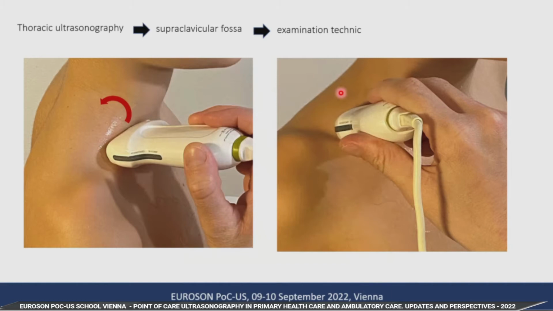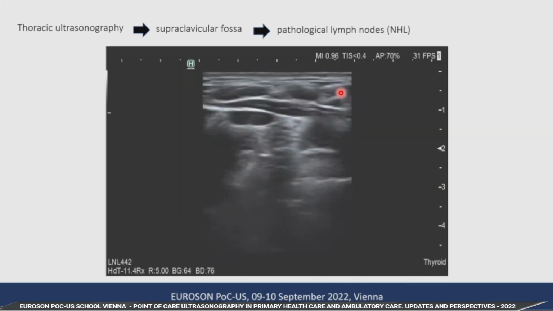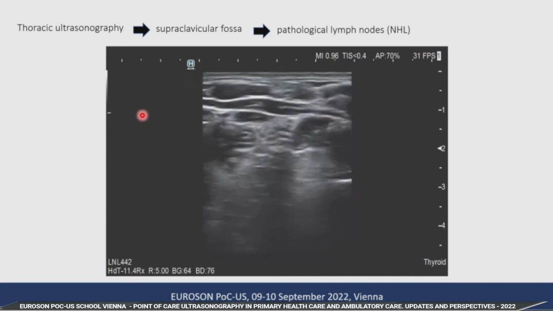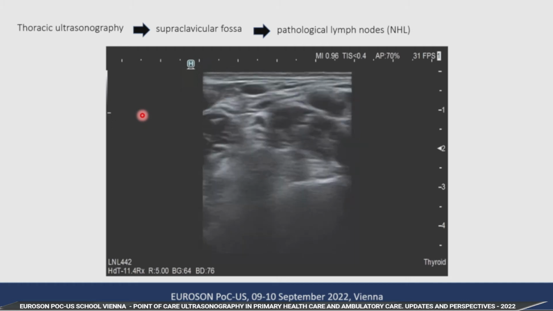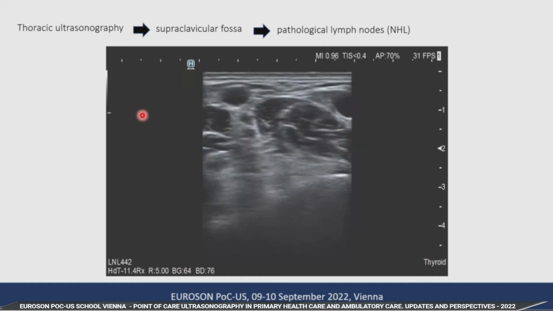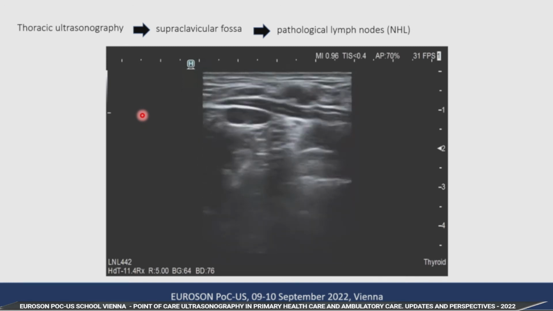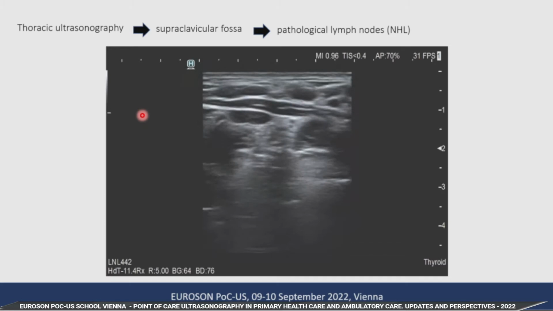The examination technique is really very simple. You know what is simple in the supraclavicular fossa? That the proper image is very easy to differentiate from the pathological image. But what kind of pathologies can we find in the supraclavicular fossa? Well, we may find pathological lymph nodes. If you see pathological lymph nodes on the right-hand side and left-hand side, try to think about non-Hodgkin lymphoma or Hodgkin disease.